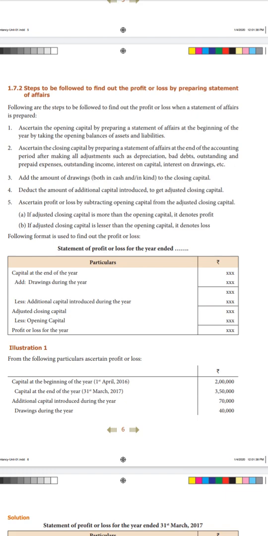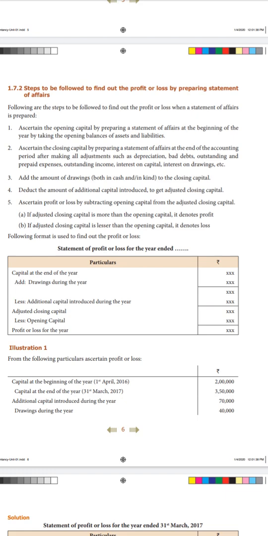In the format, you have capital at the end of the year, which is nothing but your closing capital. With that, you add drawings less any additional capital introduced, and you get your adjusted closing capital. For example, let's take your adjusted closing capital as rupees 10,000 and your opening capital as rupees 8,000. Here your adjusted closing capital is more than your opening capital. When you deduct, you get rupees 2,000, which is your profit.